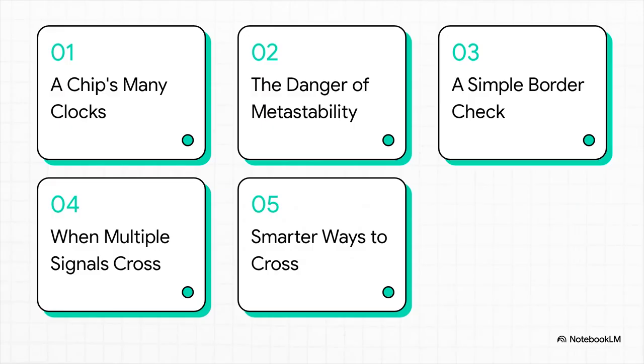All right, so here's how we're going to break this down. First, we'll look at a chip's many clocks. Then, we'll dive into the danger of something called metastability. We'll check out a simple border check, see what happens when multiple signals try to cross at once, and finally, get into the really smart ways engineers get around all this.